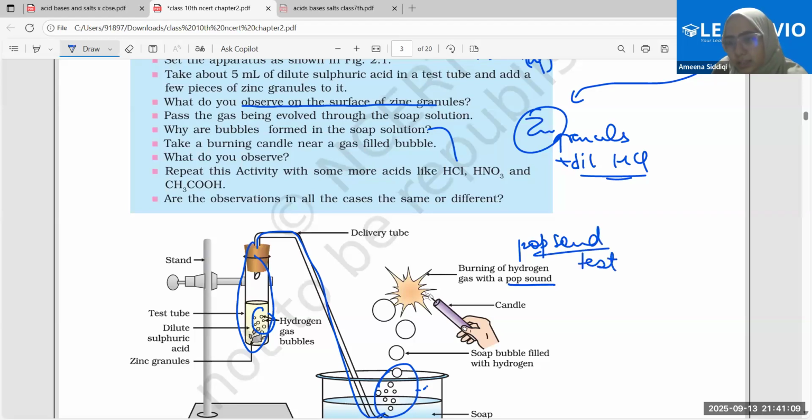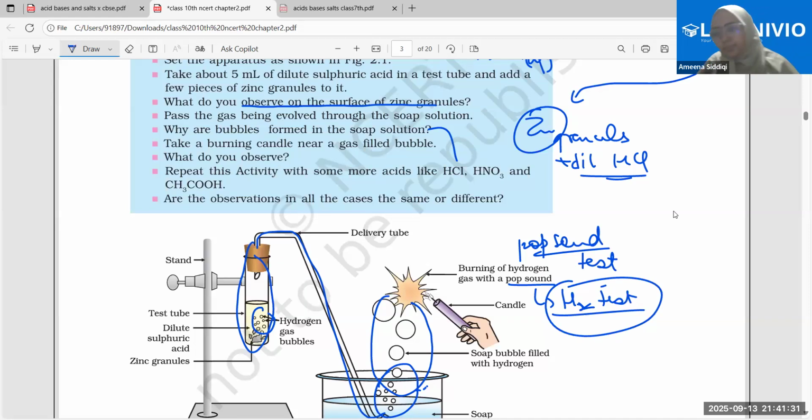We will bring any source of heat energy, any lighted matchstick, any lighter, whatever we have, and when we keep that near these bubbles, what will we see? We will see basically the gas would burn with a pop sound. That would confirm what gas is present here, that is hydrogen gas. Okay, any confusion here? No, ma'am. Neha? Fine. So that has been done.